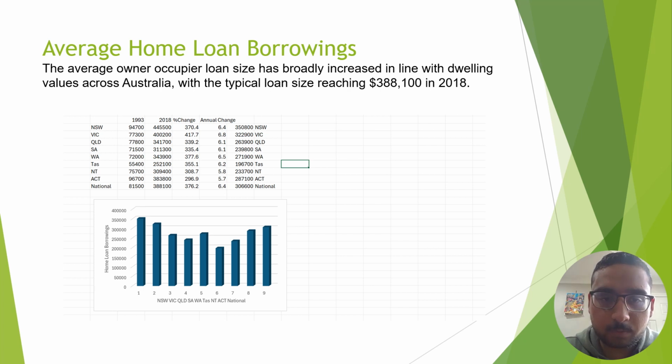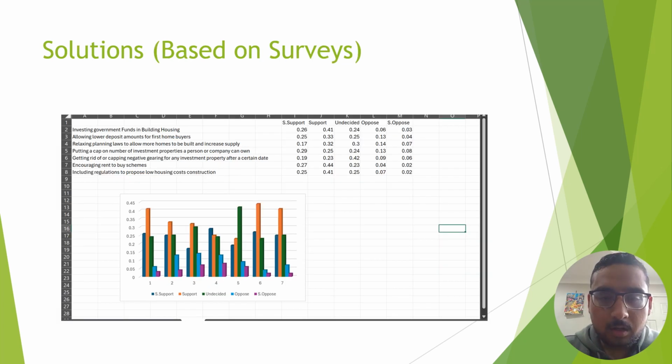Now there is a graph of average home loan borrowings, which clearly shows that the housing prices would increase and continue to increase by this bar graph. The most change is in New South Wales because most investment is also in New South Wales, which should continue to happen. Now there are some solutions which I predicted based on surveys.